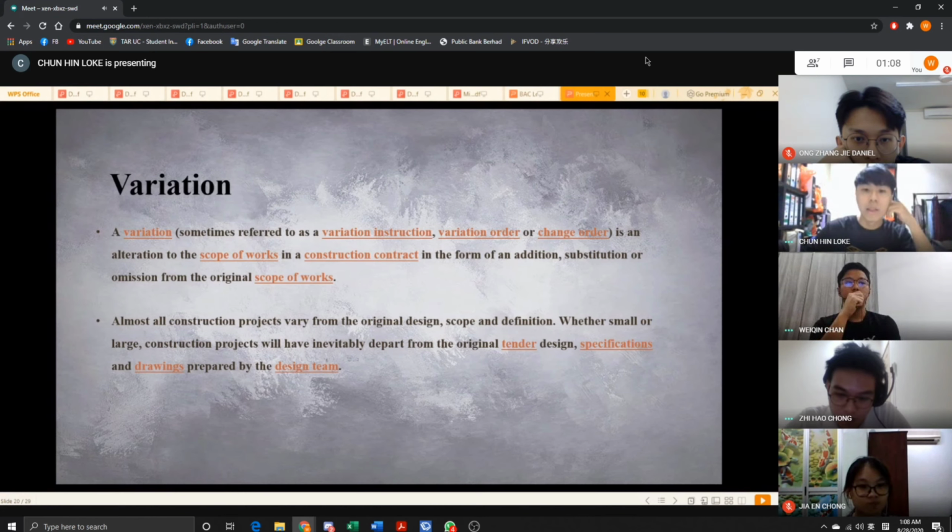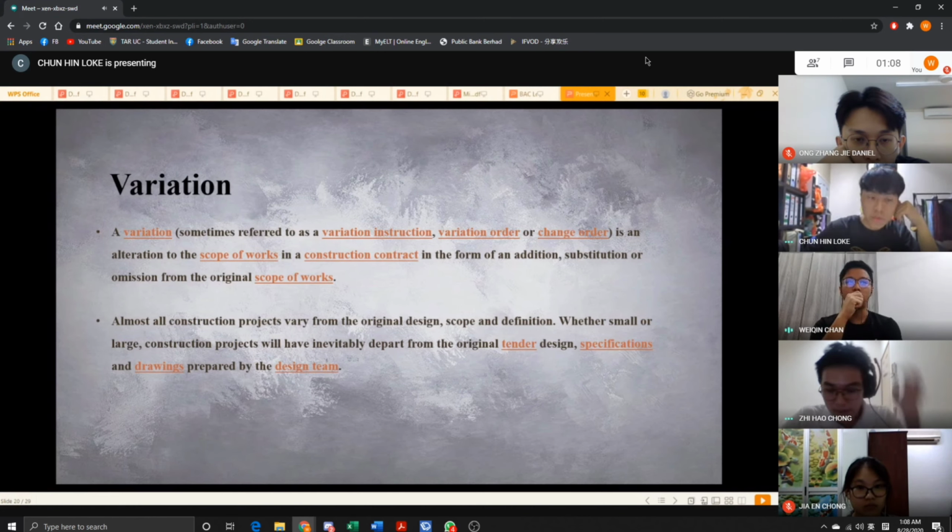Almost all construction projects vary from the original design, scope and definition. Whether small or large, a construction project will inevitably depart from the original tender design, specification and drawings prepared by the design team.